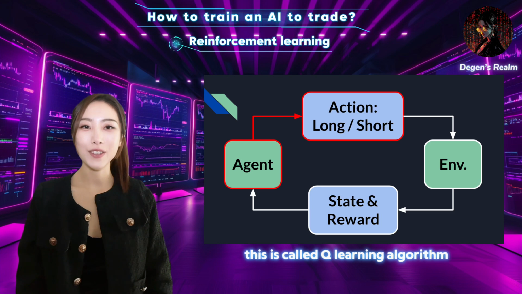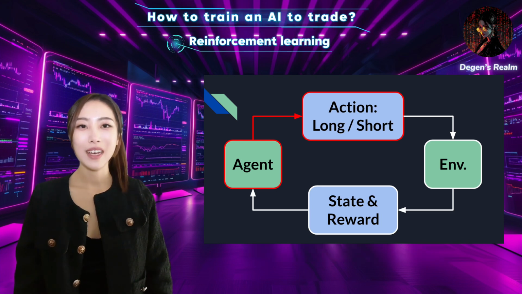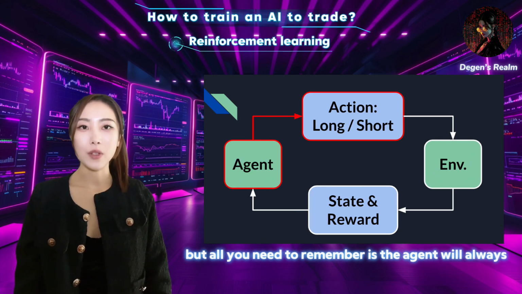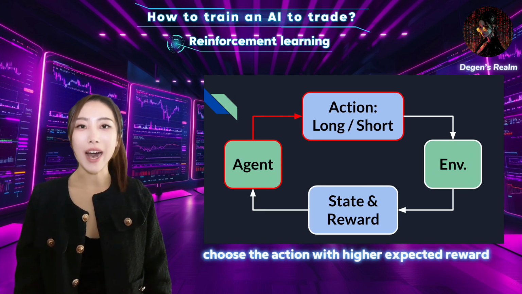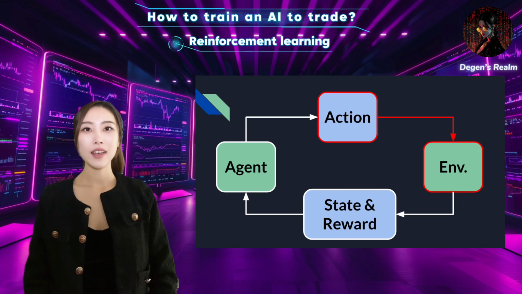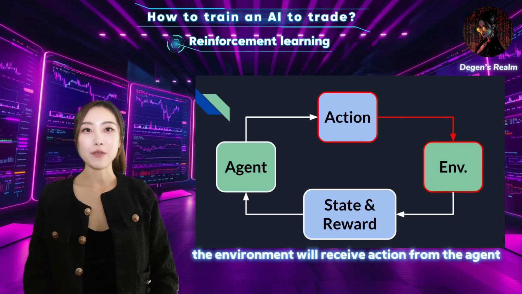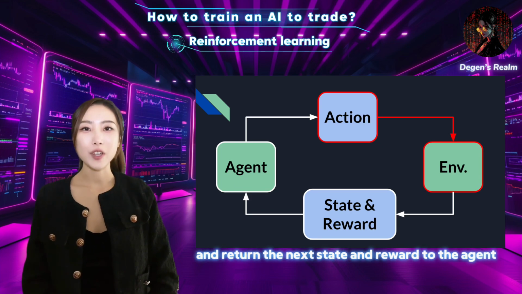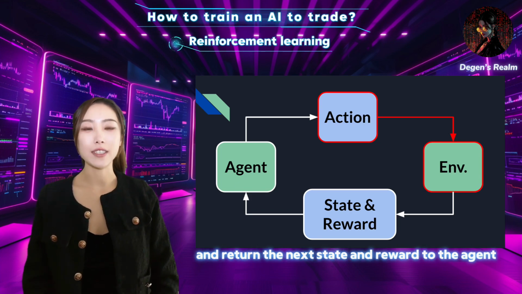This is called the Q-learning algorithm. We won't cover the formula to derive the value here, but all you need to remember is the agent will always choose the action with higher expected reward. The environment will receive the action from the agent. The environment will then evaluate the action and return the next state and reward to the agent.